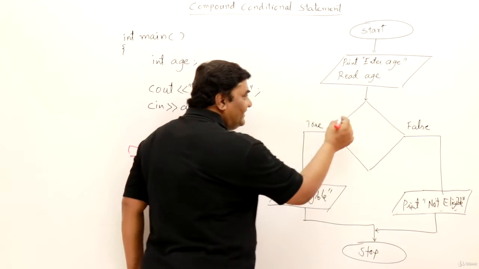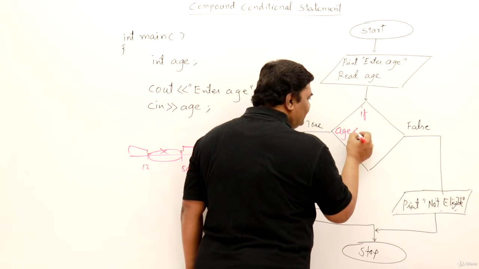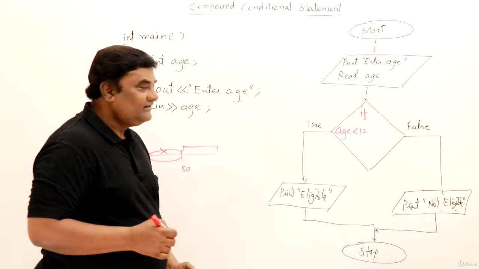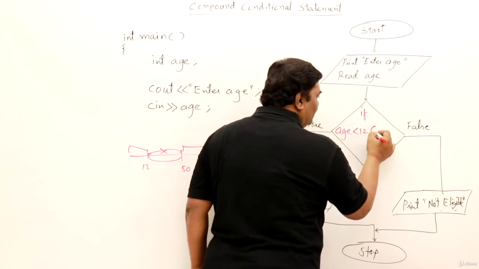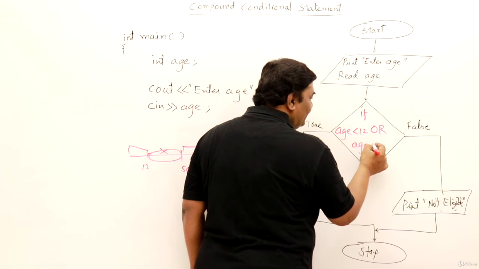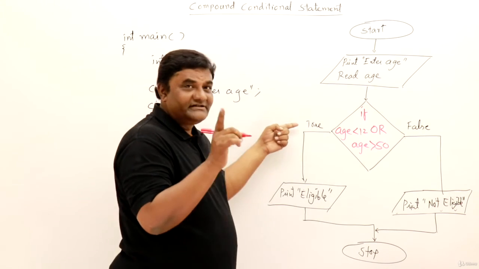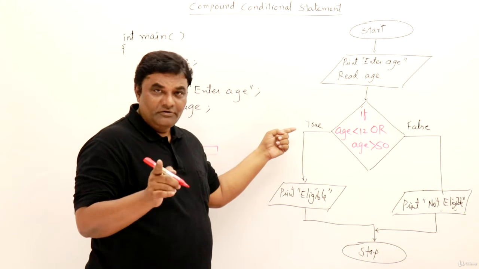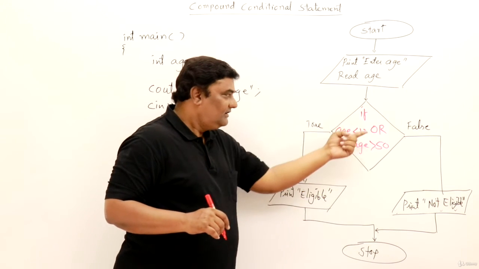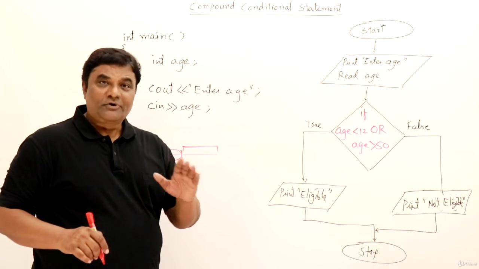So the condition is: if age is less than 12 years. From 12 years onwards we are saying it's young. Or age is, there is no space, so I am writing here, greater than 50. If true, he is either a child or an old man, so he or she is eligible. Otherwise, not eligible. So let us write a program for this one.